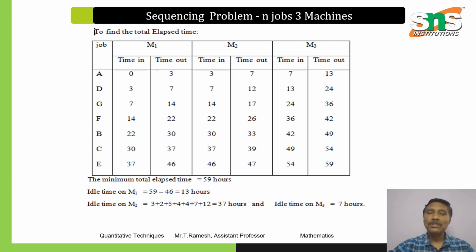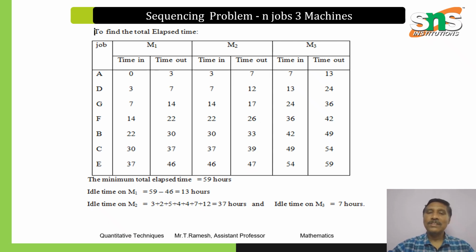Then it goes to the second machine to work. But the second machine is running up to 3 hours. After that, we start the next work. So 7 hours plus the time duration is 12, because the time duration on machine 2 for task D is 5 hours. So 7 plus 5 is 12 hours.